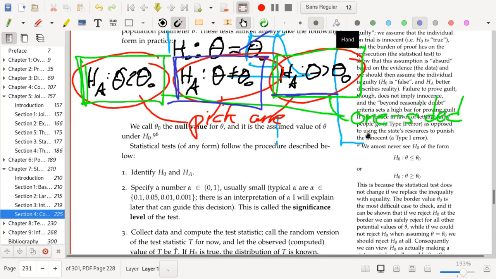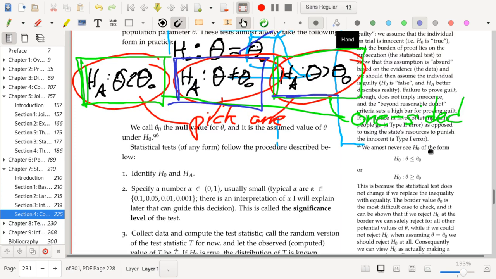And that's one reason why you almost want to say with hypothesis testing that your null hypothesis is going to be theta is less than or equal to theta naught, or theta is greater than theta naught, and so something like that. You want to use an inequality in the null hypothesis.